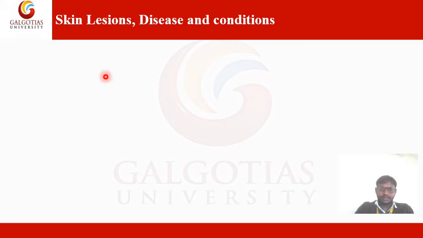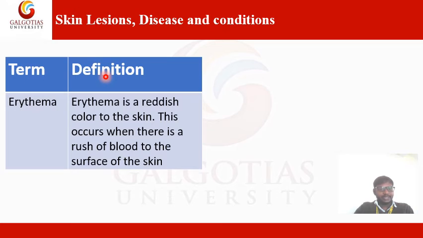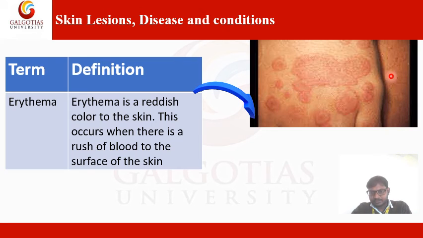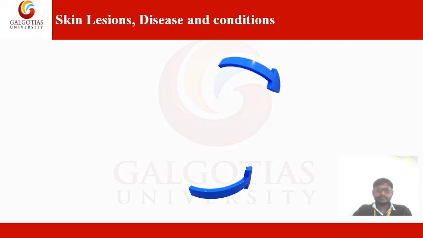Now you can see here, erythema. Erythema is reddish colored skin. This occurs when there is a rush of blood to the surface of the skin. Mostly when you rub the hand like this, you can find the rashes here. You can find red blood cells form on the skin. That is the erythema. Now you can see the picture related to erythema. It can happen by bacterial infection, by physical damage, or accidentally.